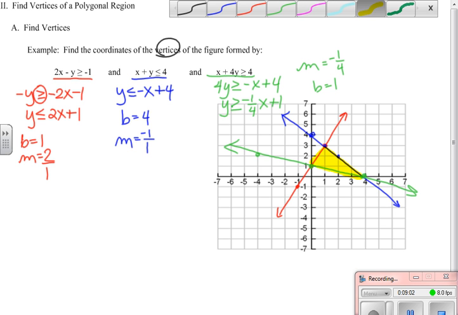And then I can easily go in and identify this vertex is at 1, 3. This vertex is at 4, 0. And this vertex is at 0, 1. And those are the vertices of my polygon.